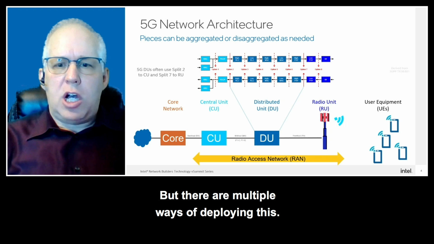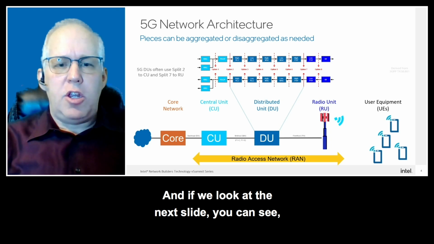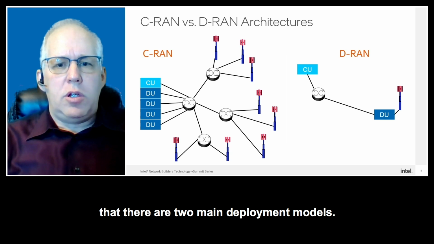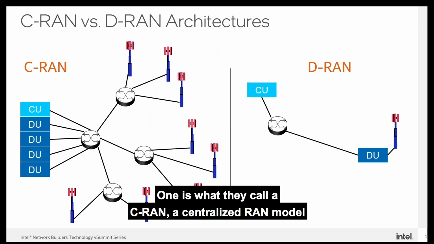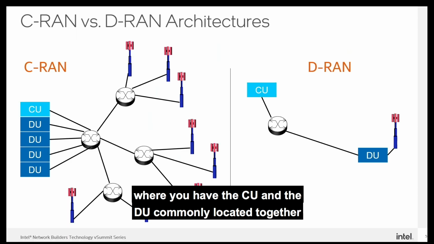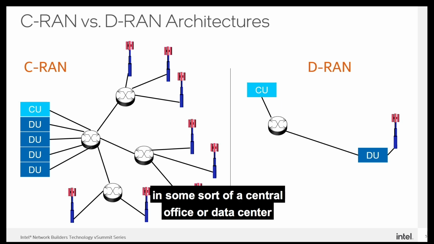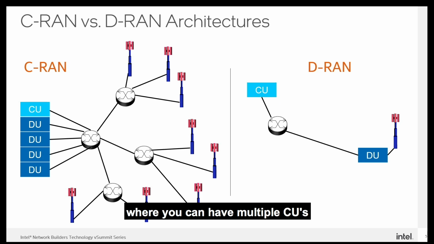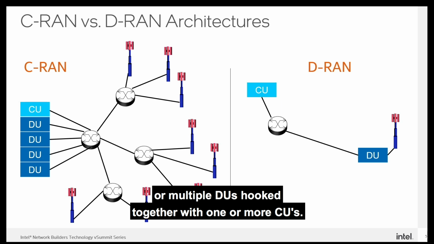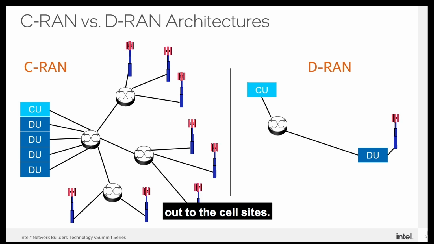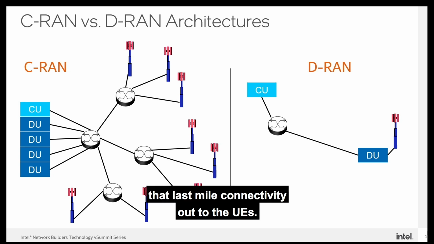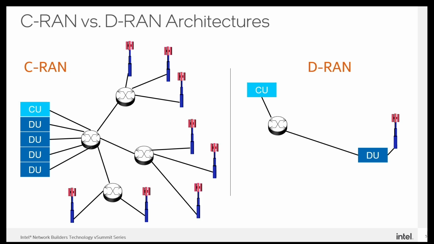But there are multiple ways of deploying this, and if we look at the next slide, you can see that there are 2 main deployment models. One is what they call a CRAN, a centralized RAN model, where you have the CU and the DU commonly located together in some sort of a central office or data center, where you can have multiple DUs hooked together with one or more CUs, and then they are connected via switches, routers, etc., out to the cell sites, and then the cell sites provide that last mile connectivity out to the UEs.